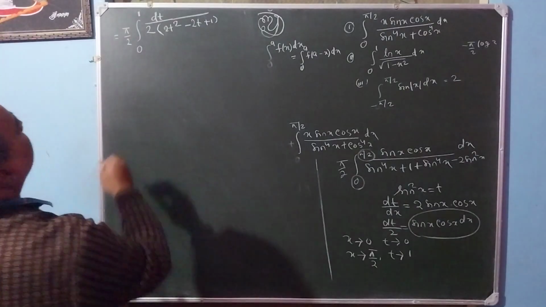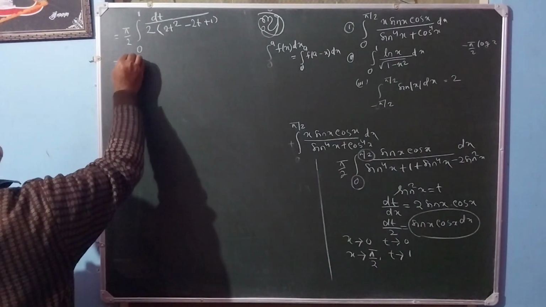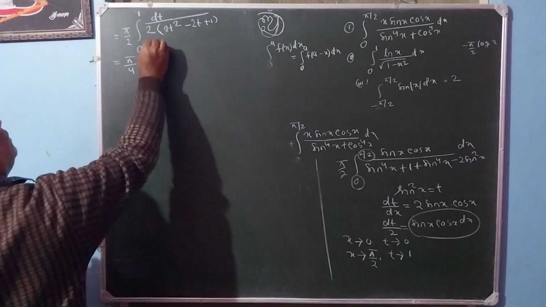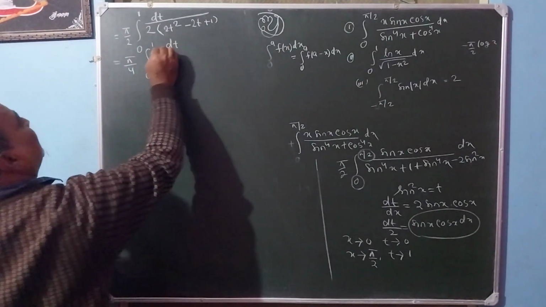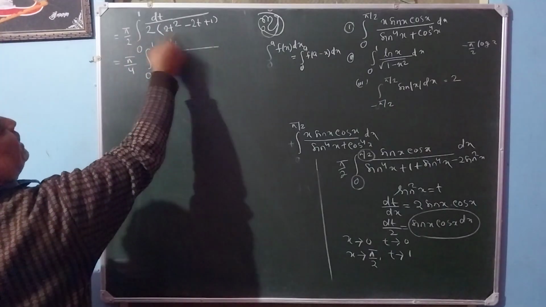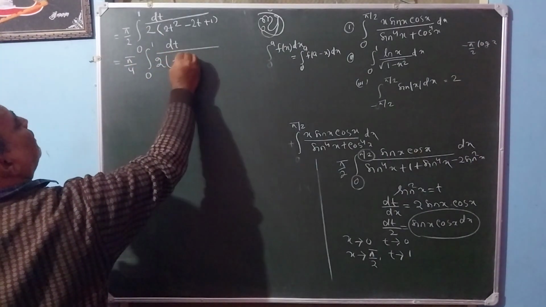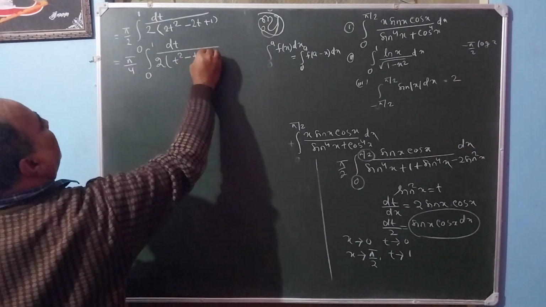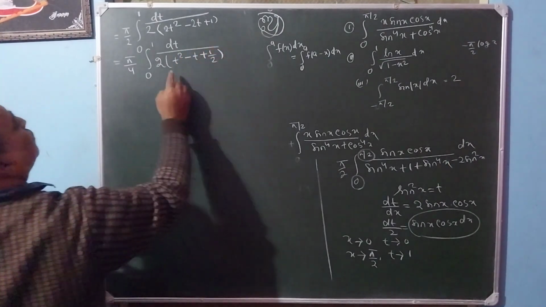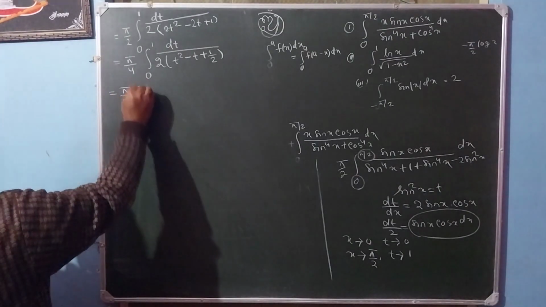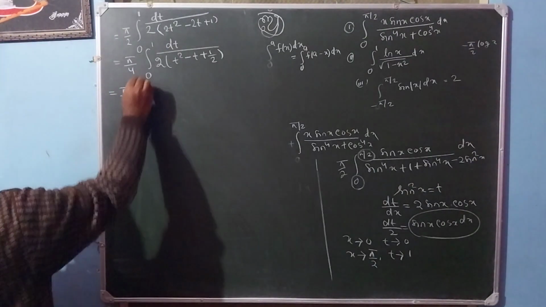These two here, pi by 4 integration from 0 to 1. So dt by 2, taking common 2 here, t square minus t plus 1 by 2. So that is pi by 8 integration from 0 to 1.